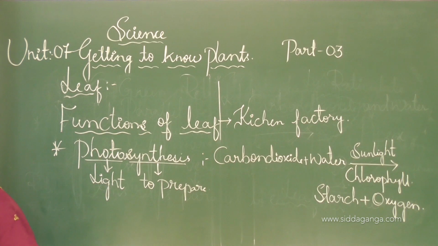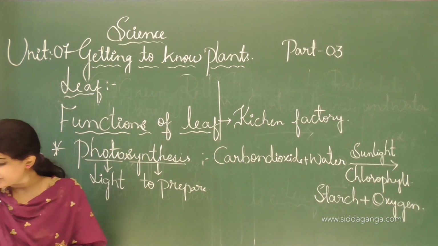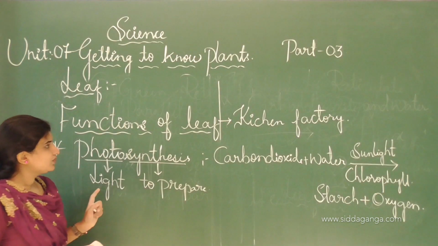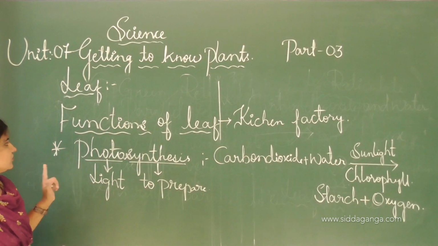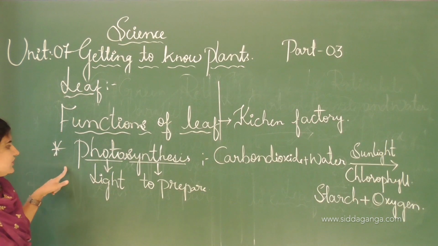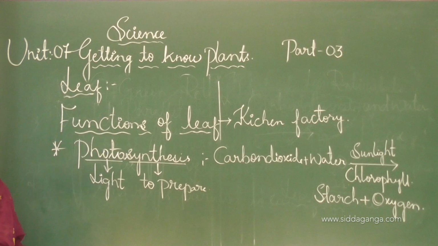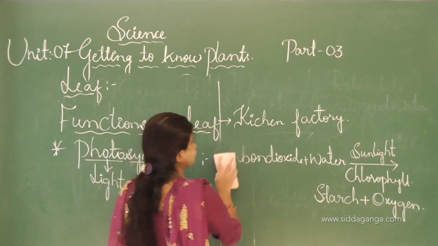Next there is one activity. In this activity, first we take the functions of the leaf, in which photosynthesis is one, and the next process is transpiration.